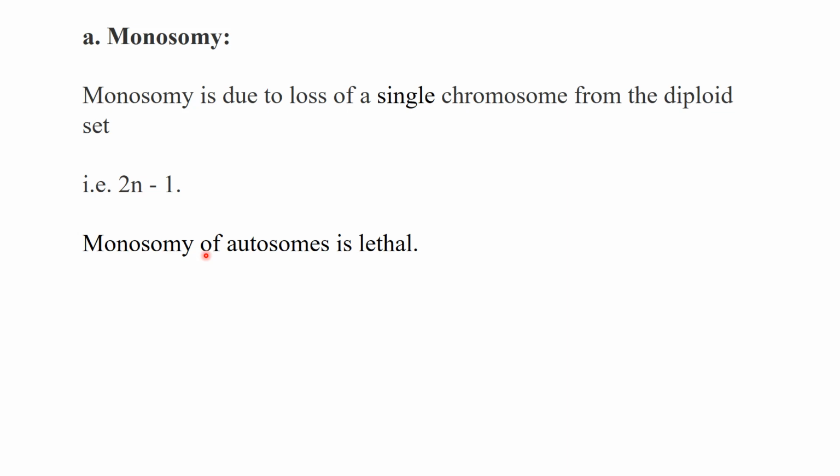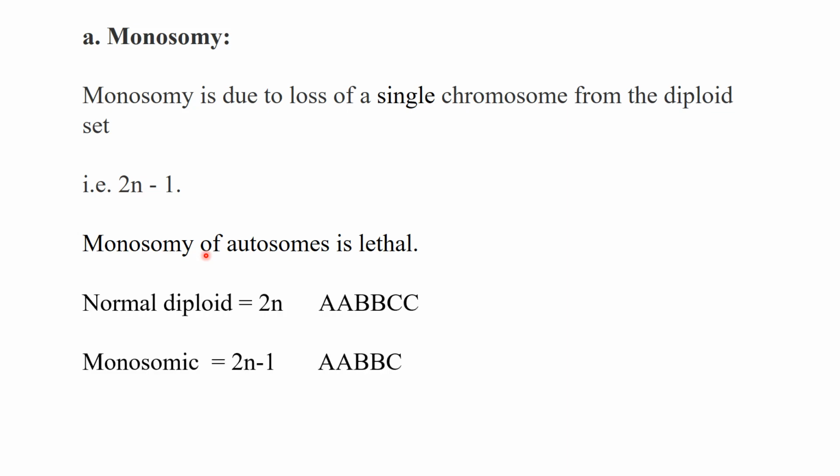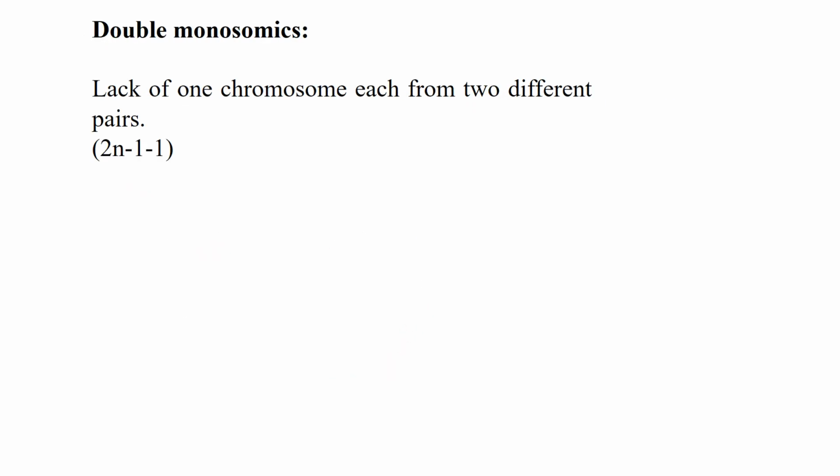Monosomy of autosomes is lethal. Normal diploid cell 2n having the 3 pairs of chromosomes A, A, B, B and C, C. In the monosomic condition, when one chromosome is less, 2n minus 1, one chromosome is deleted, C is absent or deleted from this set, that is called the monosomic condition.